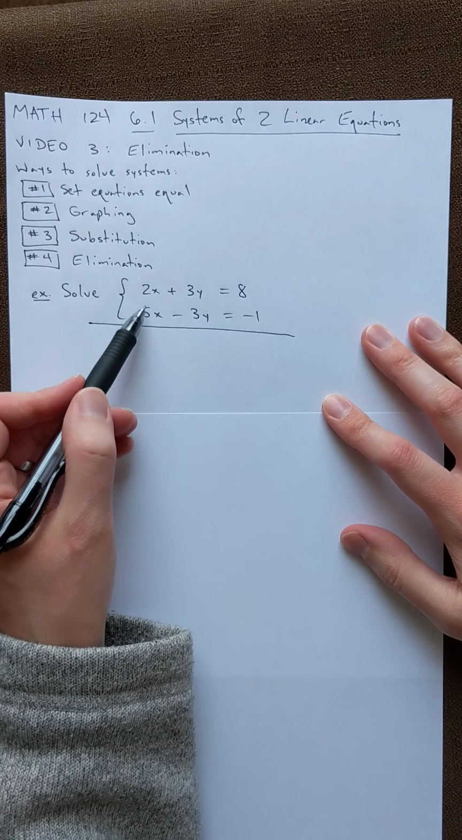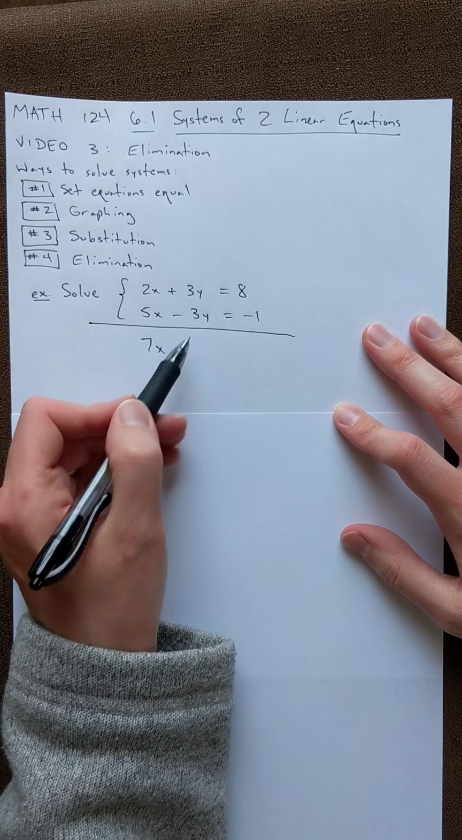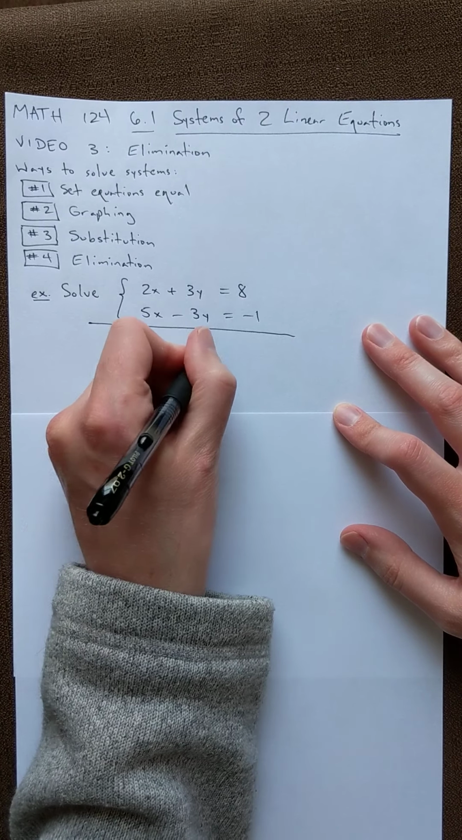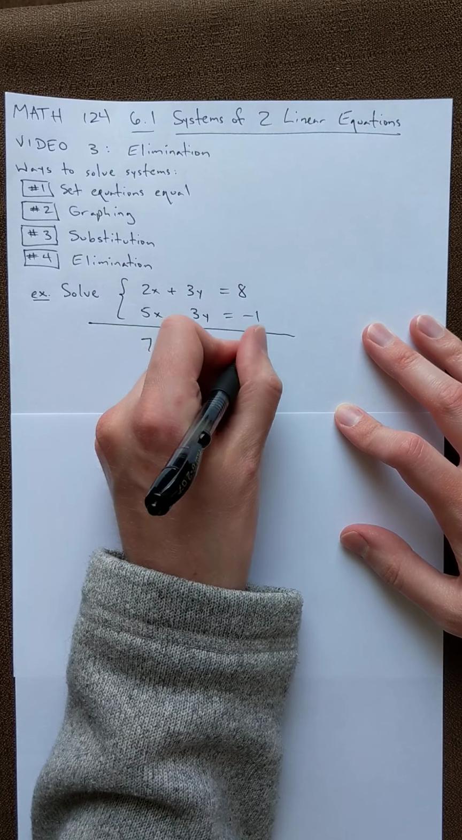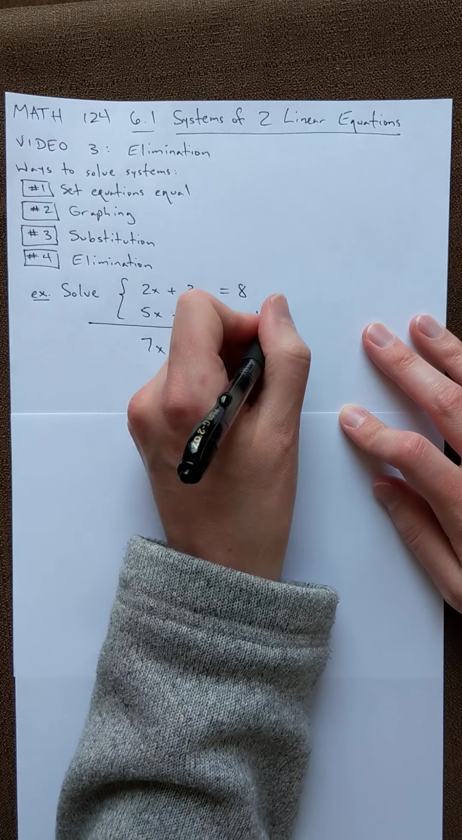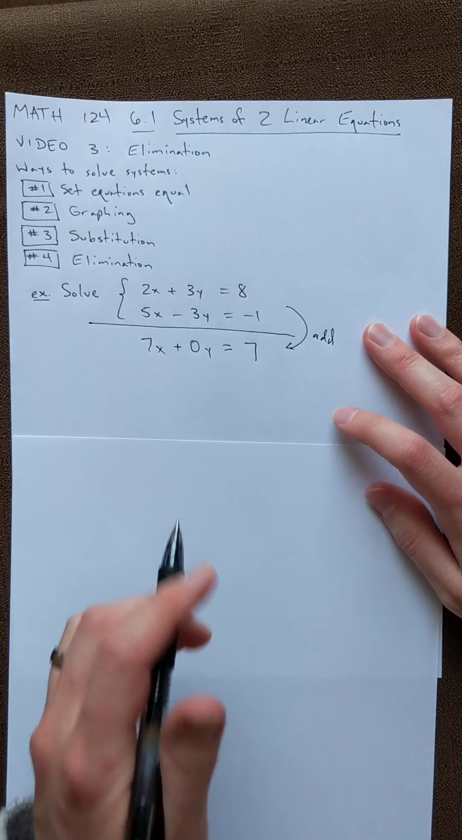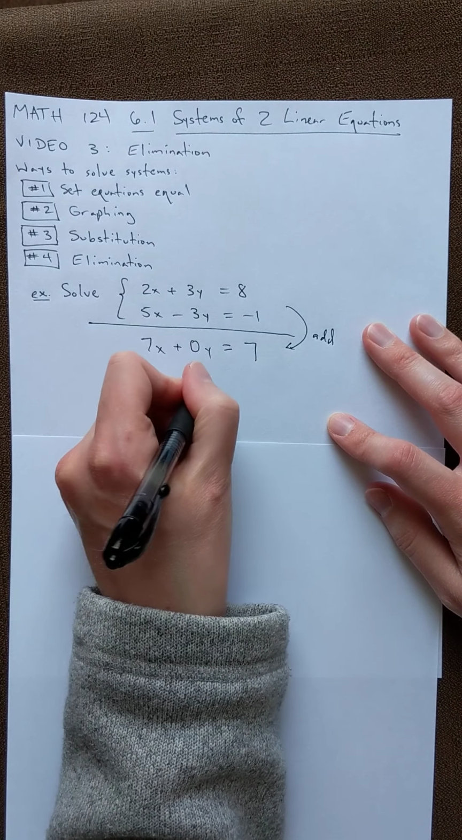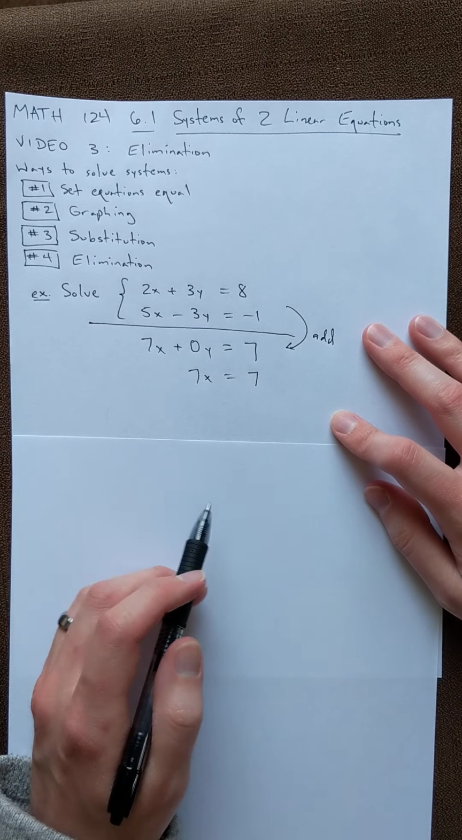So if we add 2x plus 5x, we get 7x. And if we add 3y and negative 3y, we get 0y. And if we add 8 and negative 1, we get 7. So just adding the two equations, we get this equation, which I'm going to rewrite as 7x is equal to 7, because I don't need to write 0 times y, that's 0.